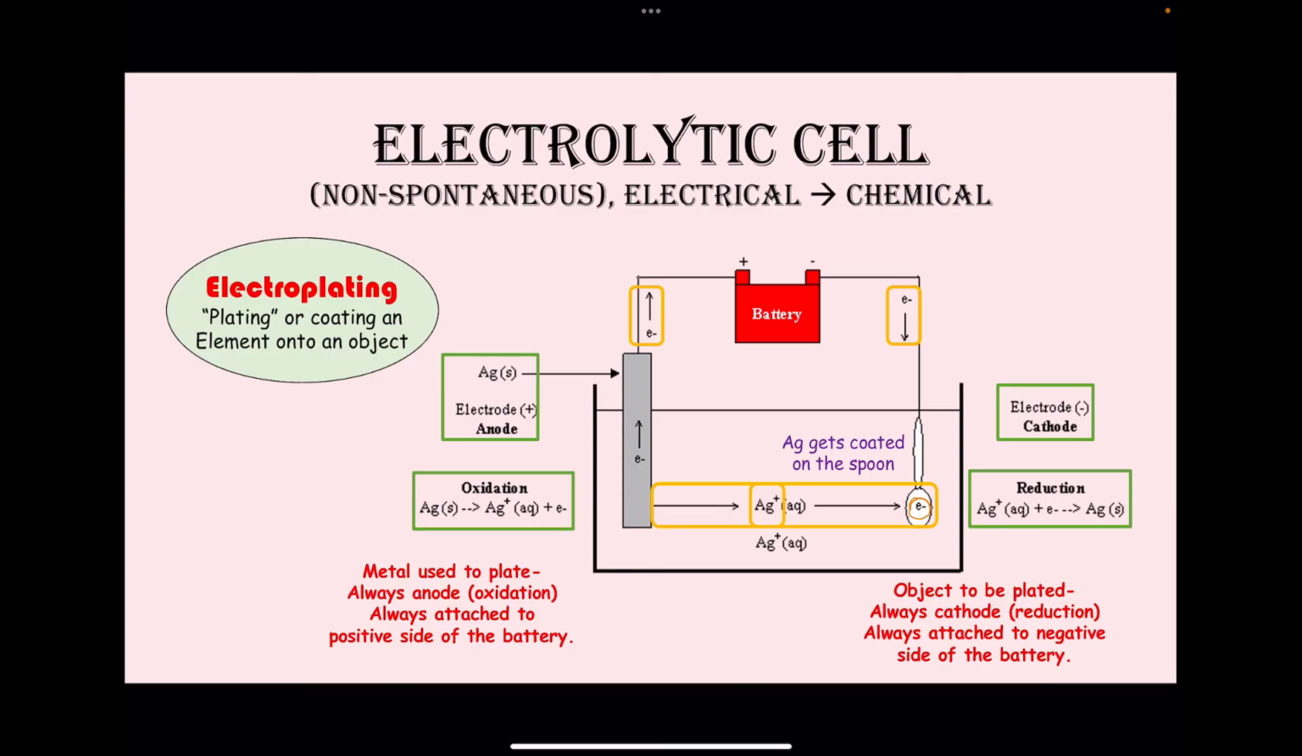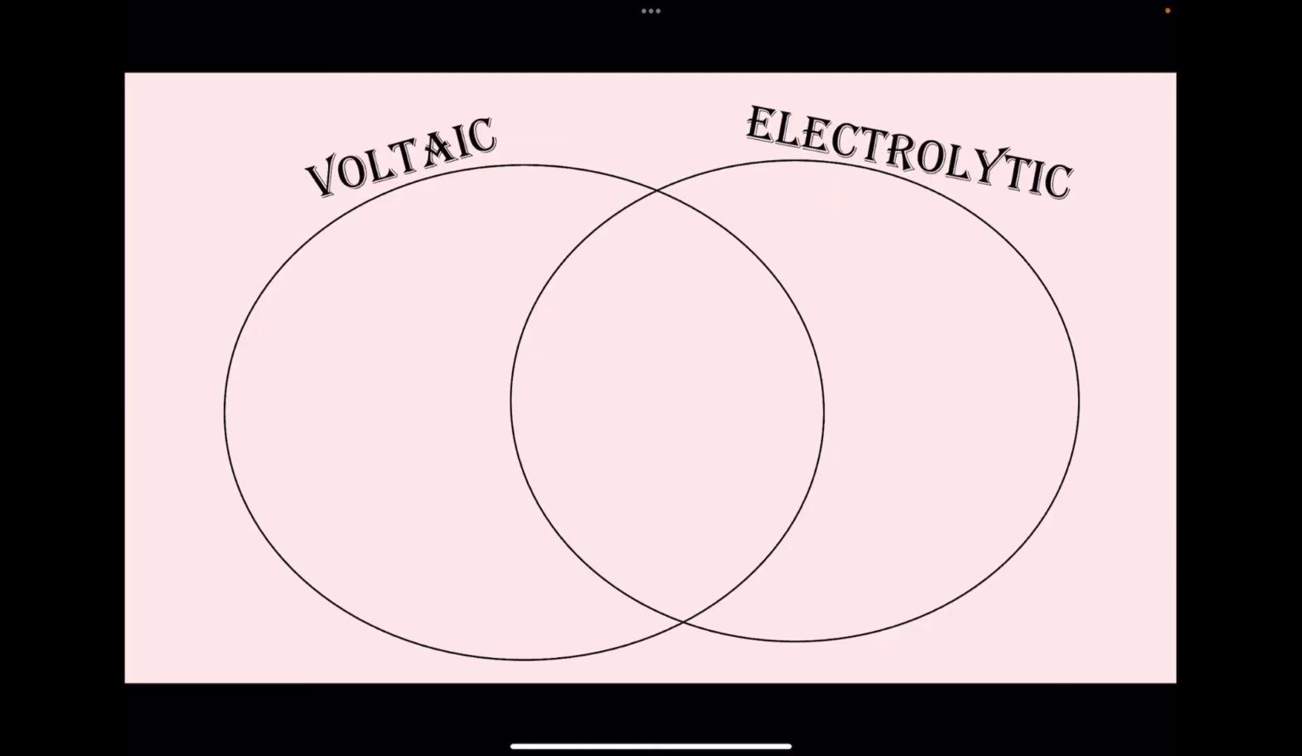And then whatever metal we are using to do the coating, that is always going to be your anode, and it's going to be attached to the positive side of the battery. So just like what we said in electrolysis, in any type of electrolytic cell in general, anode is positive because it's on the positive side of the battery, and cathode is negative because it's on the negative side of the battery. So An Ox and Red Cat is still true for electroplating as well, because we have oxidation occurring at the anode and we have reduction occurring at the cathode.